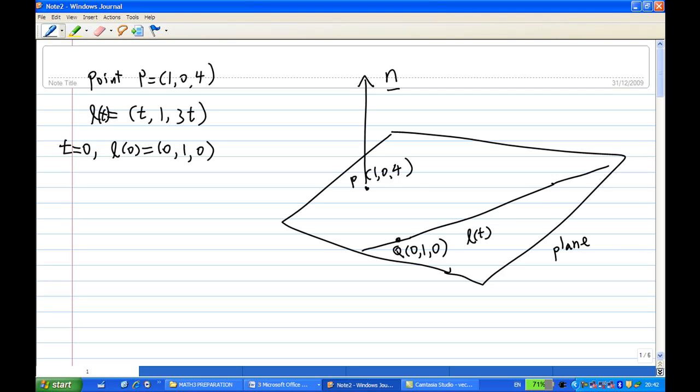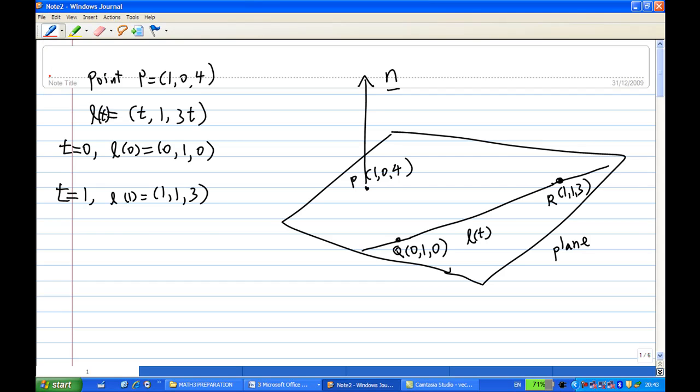Let's try another point. You can pick another value of t. Let's say t equal to 1. L(1) equals what? (1, 1, 3 times 1 is 3). Let's call this point R. So R is (1, 1, 3). In this case, I have 3 points on the plane now.